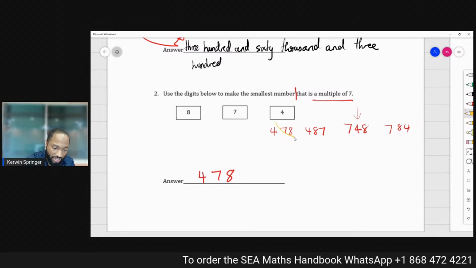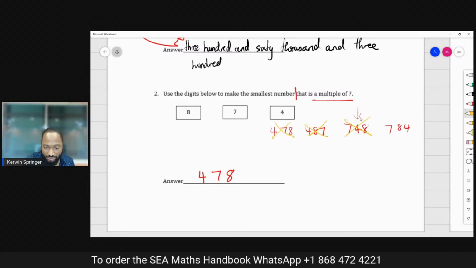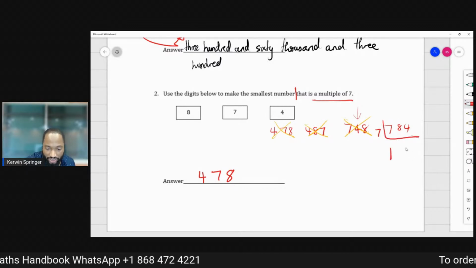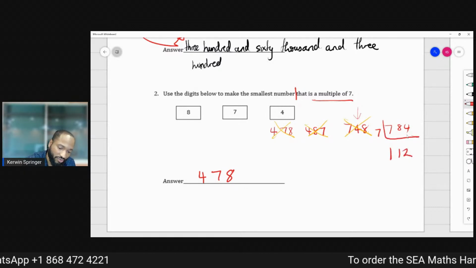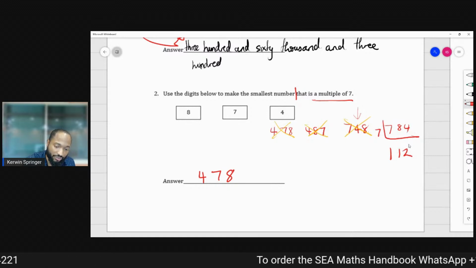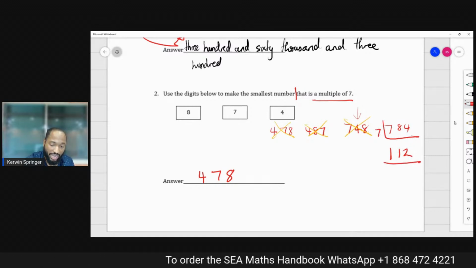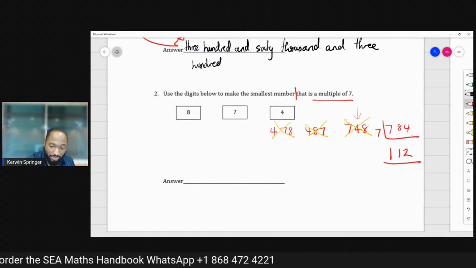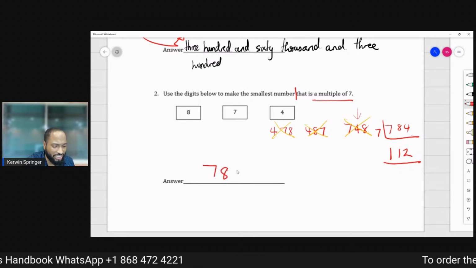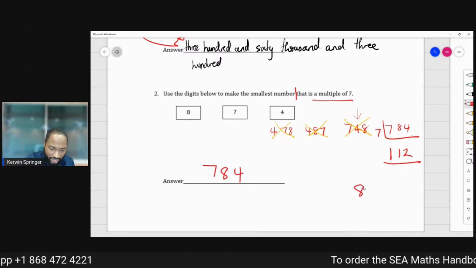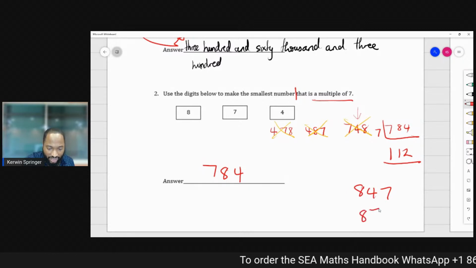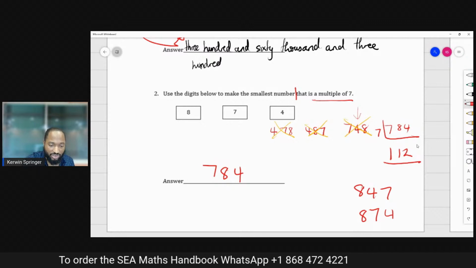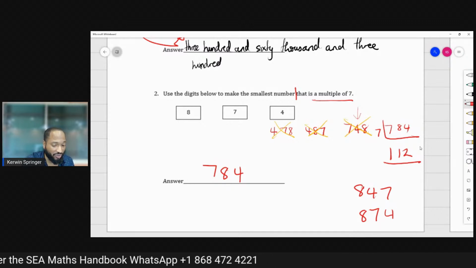So this question, who wrote this question, man? So 7, I'm sure about this. 7 could go into 7 one time, and 7 could go into 84 12 times. So 7 into 7 is 1 remainder 1, and 7 into 14 is 2. So this answer was actually the largest number possible. Well, no, actually, this isn't the largest number possible, because I could still make 847 and 874. I could still make these two numbers. So, very interesting question here.